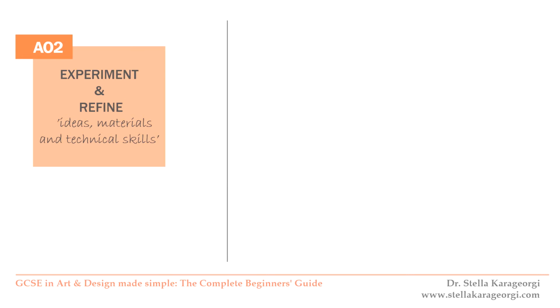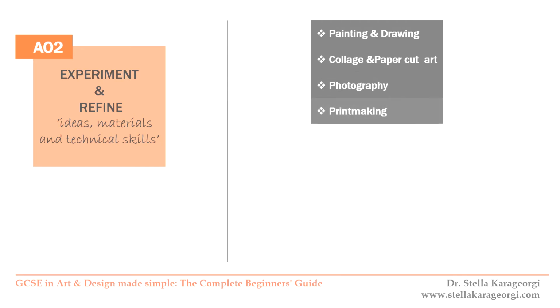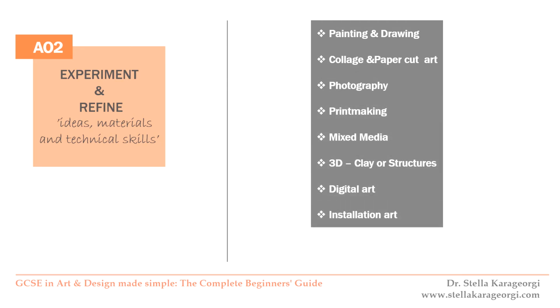To summarize, this is a list of different materials and techniques you can employ and use throughout your sketchbooks. Painting and drawing, collage and paper cut art, photography, printmaking, mixed media, 3D art, digital art, and installation art. It is good to experiment with as much as you can and not just focus on using only one or two, such as painting or drawing. Students have a tendency to do that because it feels comfortable, but it's best to show variety, so try not to fall into this tendency too.